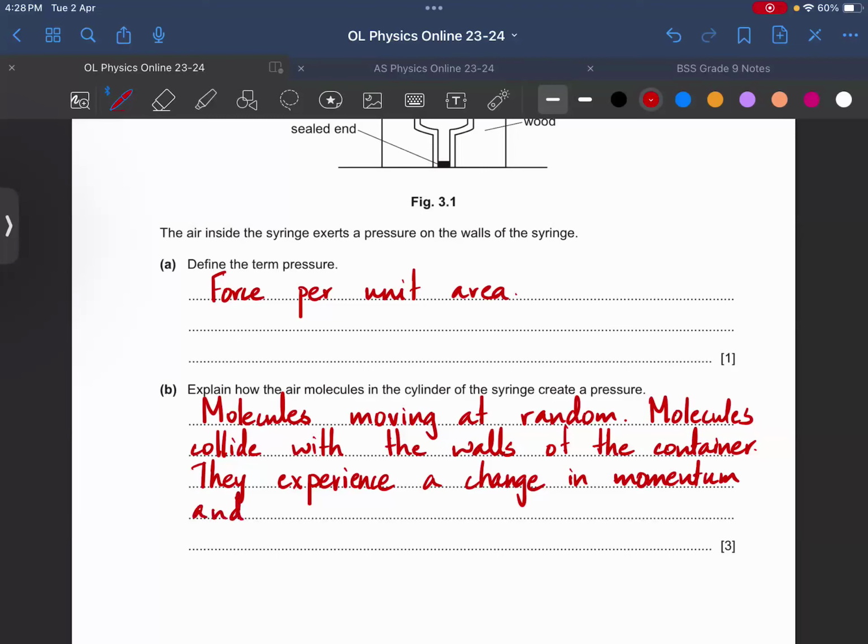and exert a force on the sides of the walls leading to a pressure. 3 mark questions are like the max number of marks you can have in any one part. So make sure that you answer this in full detail. Right? So first point, moving at random. Second point is regarding collisions. And then the collisions, how you link it to force and pressure.